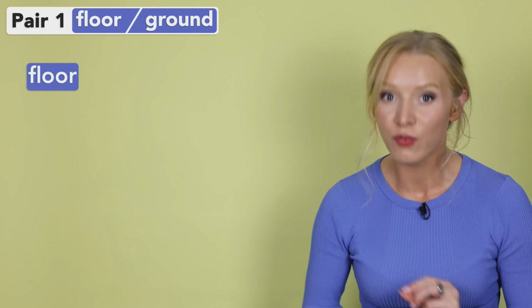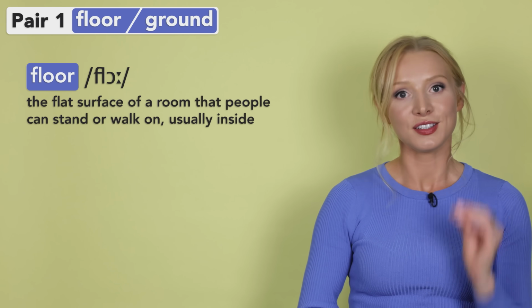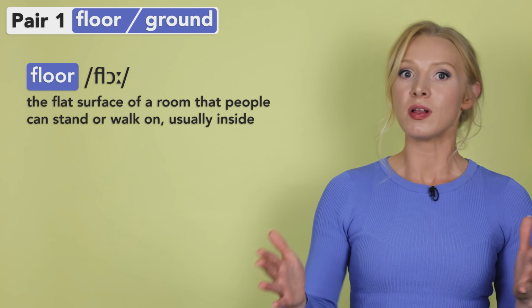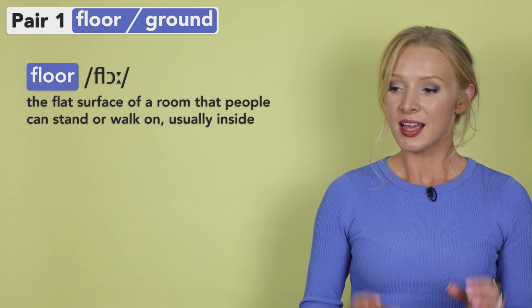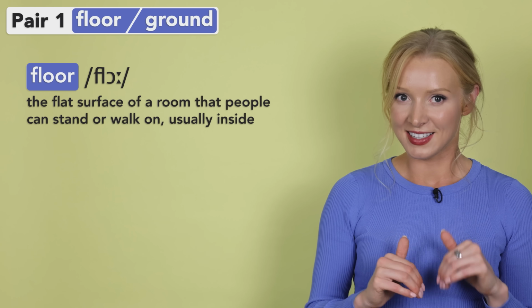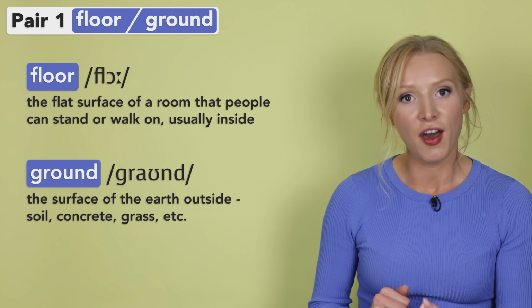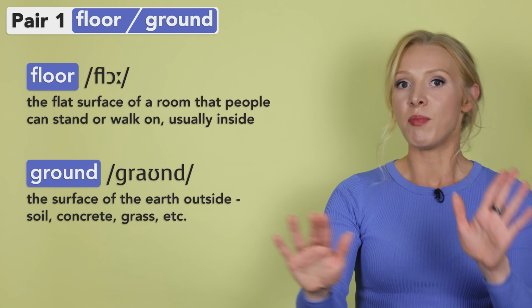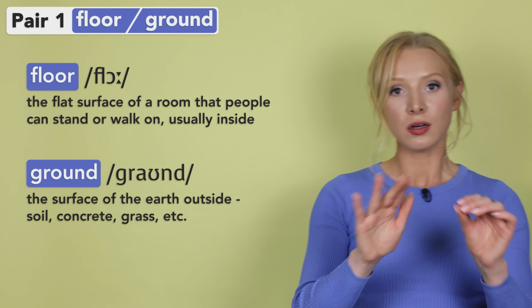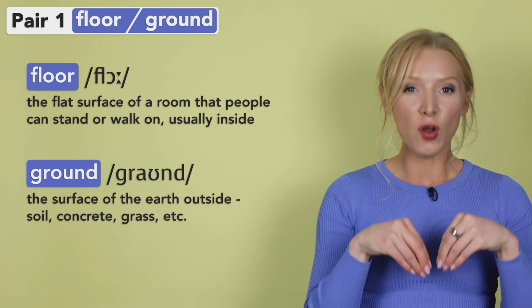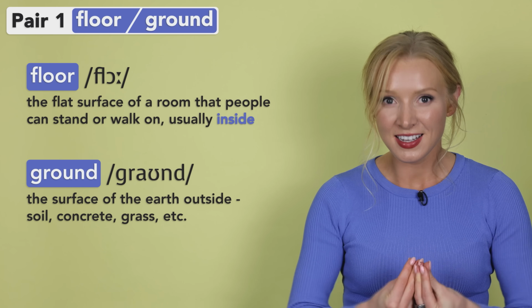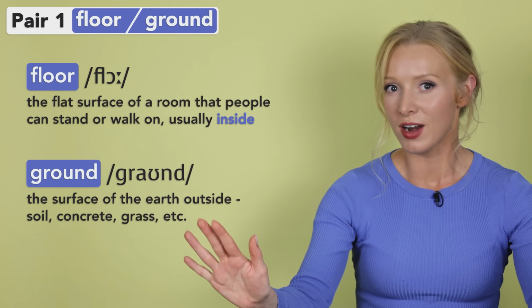Pair number 1, the floor versus the ground. Let's clear any confusion once and for all. The floor refers to the flat surface of a room that people can stand or walk on. It is usually inside. The ground refers to the surface of the earth outside. It might be soil, concrete, grass, and so on. Floor, generally inside. Ground, generally outside.